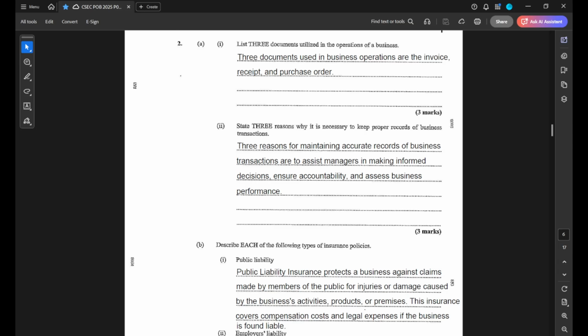Because we all know there are businesses that will produce something and they may cause harm or have a negative externality on society. And some persons may decide to sue the company. So there is a policy for that. There's an insurance product that protects the company against that. This insurance covers compensation costs and legal expenses if the business is found liable. So if the business is found liable, then they are covered, right?